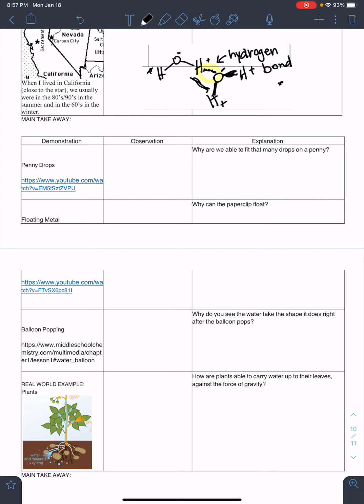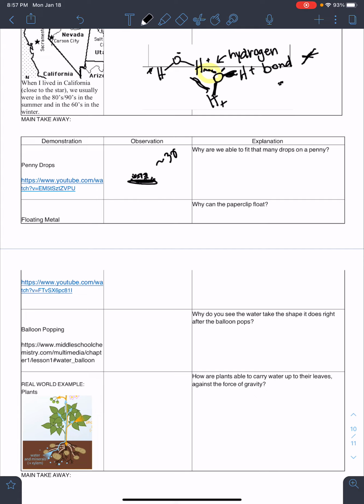So these all are going to relate to each other a little bit like our ones before have. And again, we have our hydrogen bonding picture up here to help us explain these concepts. So the first one is this penny drop. In this experiment, you had your penny, you put drops of water on top of it, and you saw that it really formed this bubble. You were able to put about 30 drops of water. I can't remember in the video how many I got to, but it's about 30 drops.